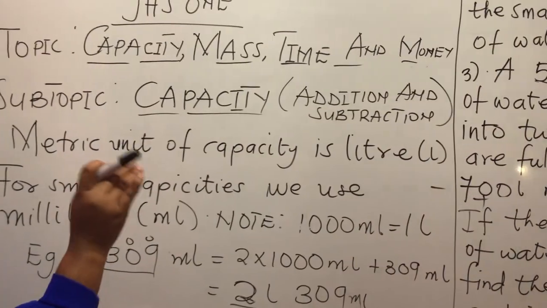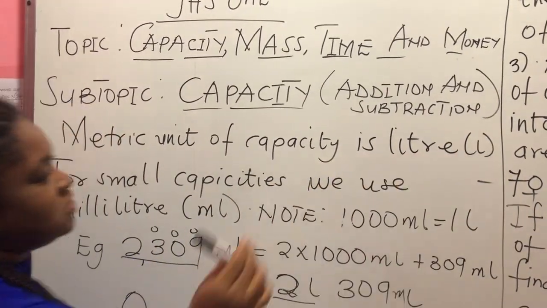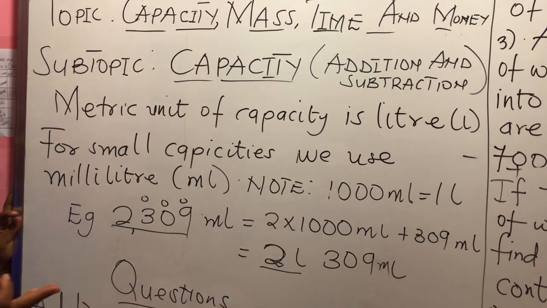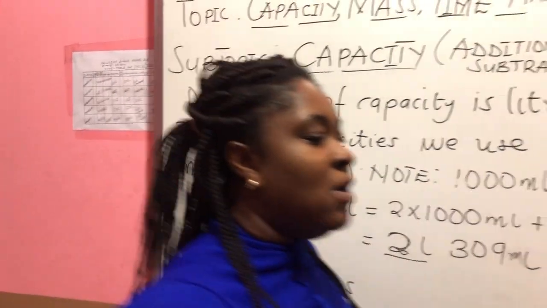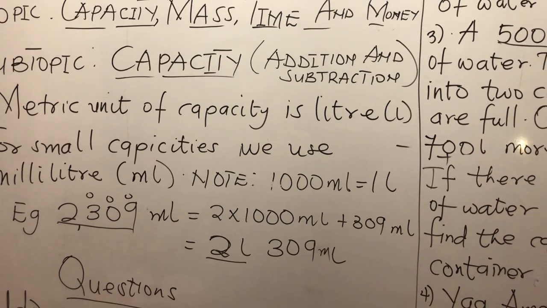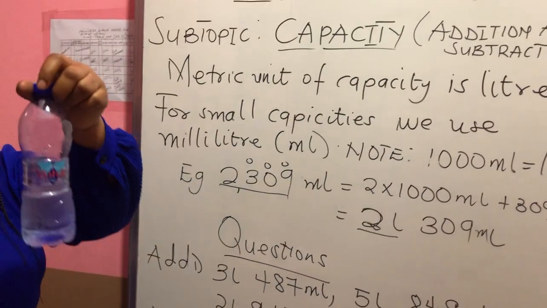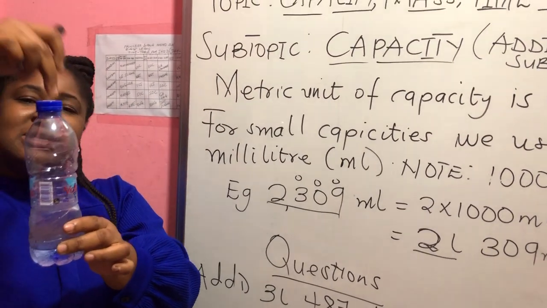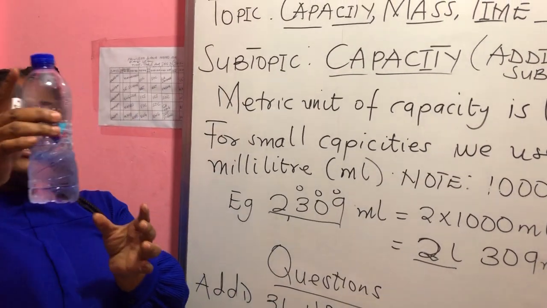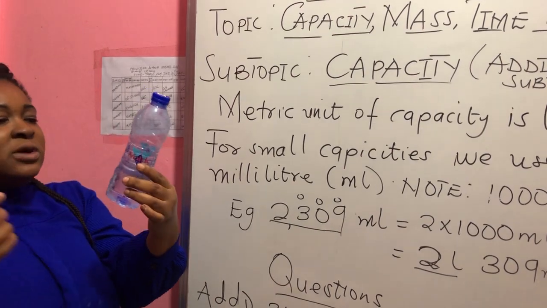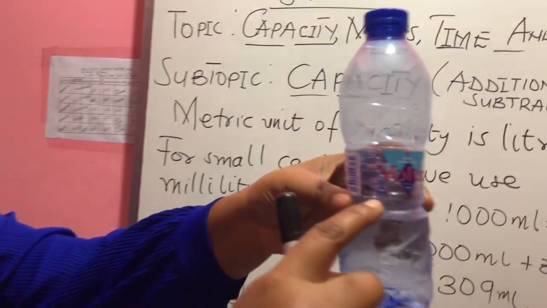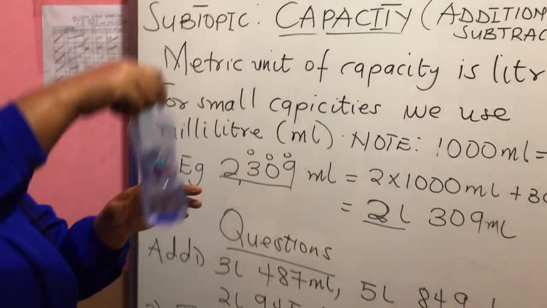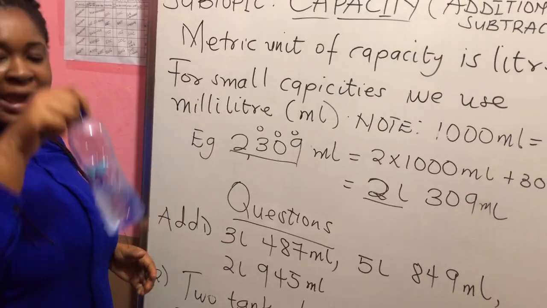Now the measurement for capacity is in liters. So L represents liters. Now we say that for smaller capacities we use milliliters. That's why normally you see that our voltic water, this is a small capacity. Now, this is the space that is filled up in this bottle. So the space inside this bottle is what we call capacity. So how much capacity of water does this bottle hold? The capacity that it holds is 500 ml. I don't know if you can see. Okay, 500 ml. So this bottle's capacity is 500 ml.